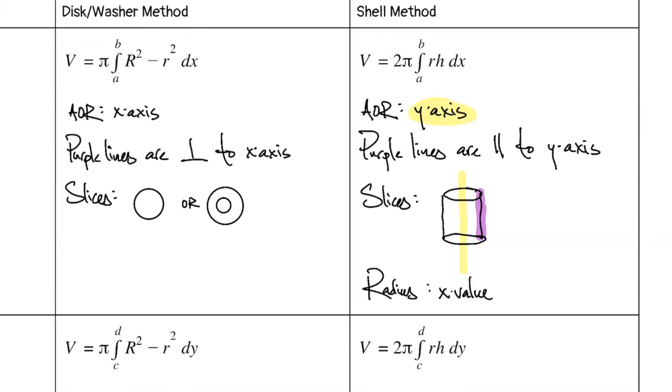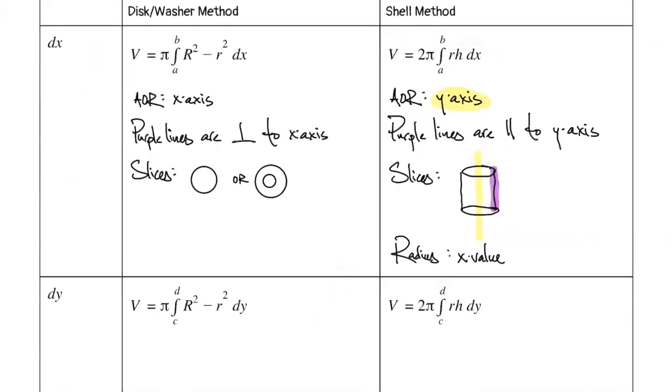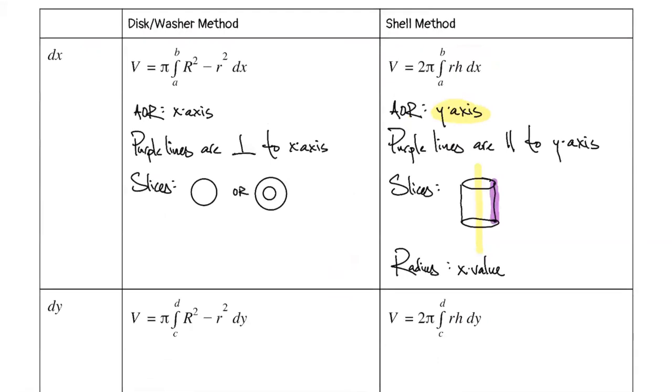There are two clues that could have told you that. One is the dx. The dx in shell method means your radius is an X value. The other one is that you're looking at your picture and you notice that the radius is going horizontally. So this is what it looks like when we have dx at the end.